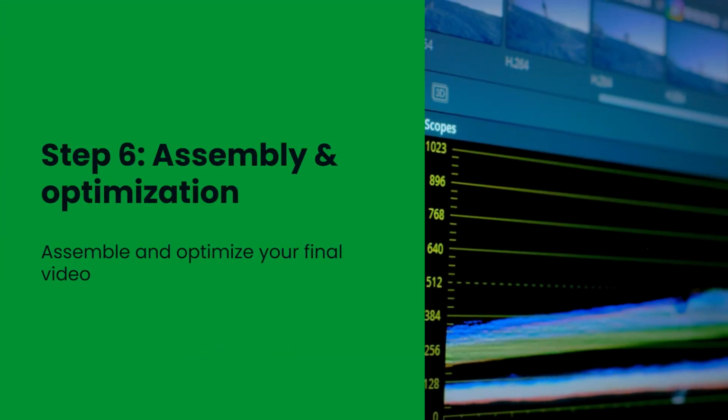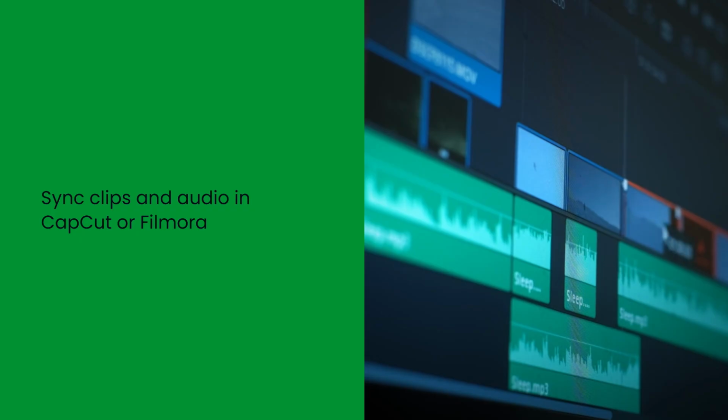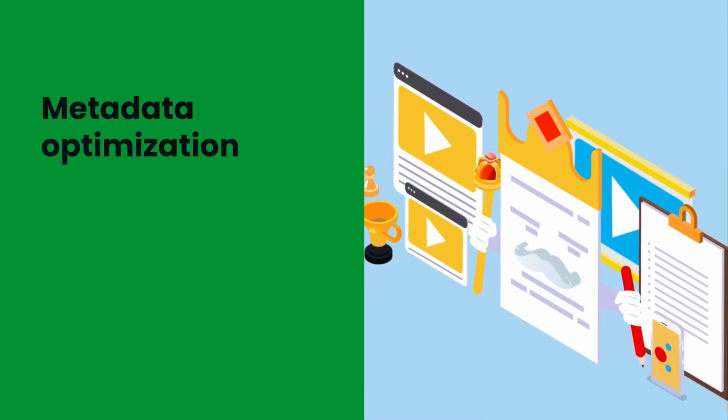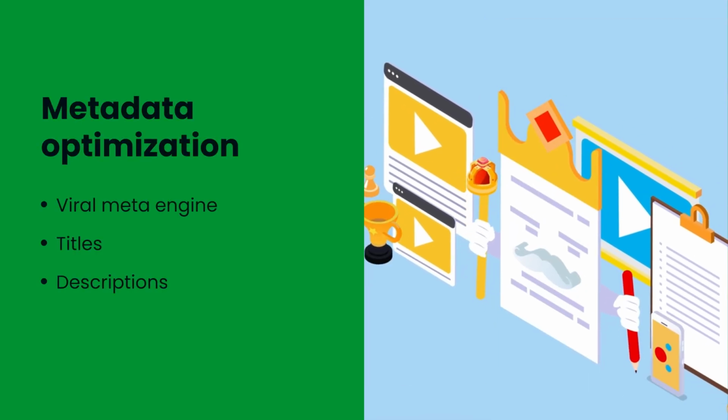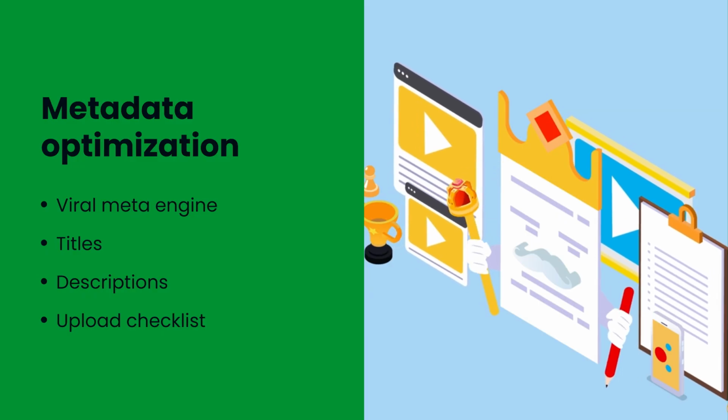Last, assemble and optimize. Drag your clips and audio into CapCut or Filmora, both free editors. Sync everything precisely to the narration. Then, use Claude AI's viral meta engine prompt for titles, descriptions, and a detailed upload checklist to maximize reach.